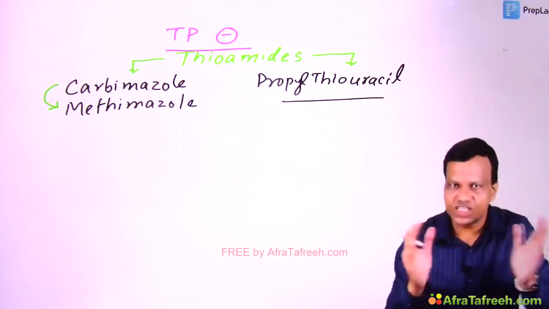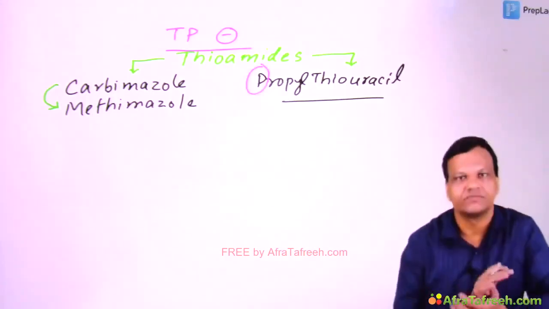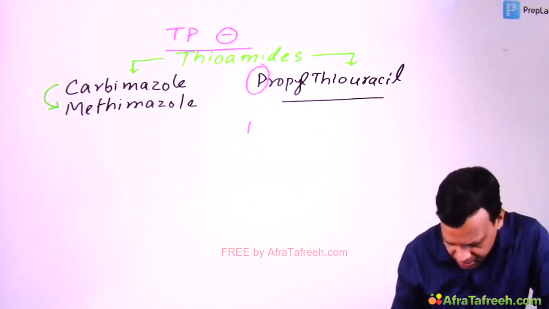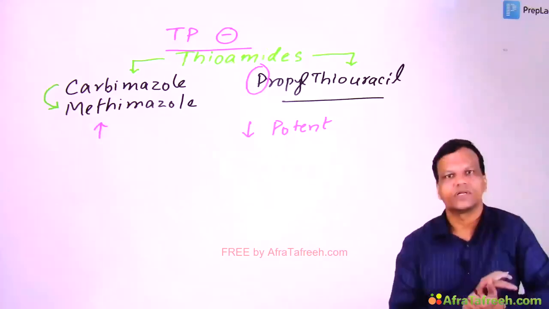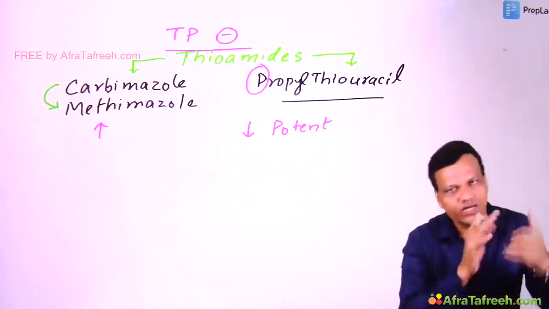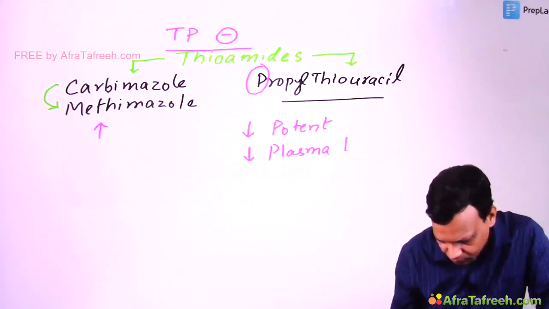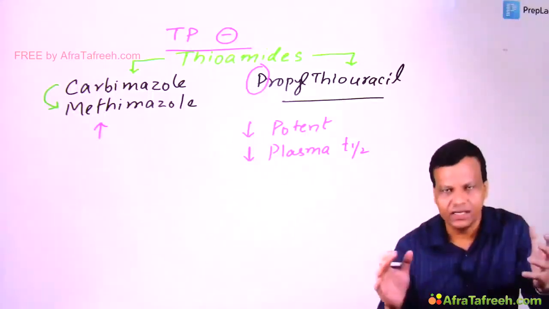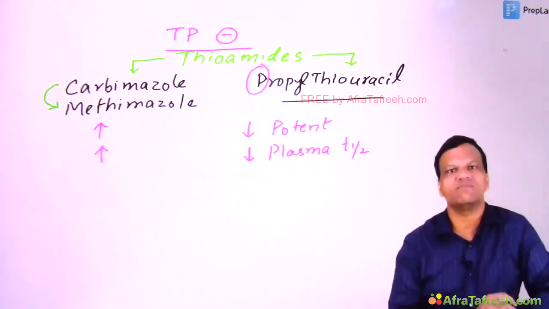And the differences between these two, you can easily remember from the name. Propyl thiouracil name contains P. So there are many P's which are less in propyl thiouracil. Number one, it is less potent, whereas carbimazole is more potent. So propyl thiouracil needs to be given in high doses, whereas carbimazole or methimazole in lower doses. Second, propyl thiouracil has less plasma half-life, meaning short acting, so it needs to be given 3 times a day, whereas carbimazole and methimazole are long acting and can be given once a day.